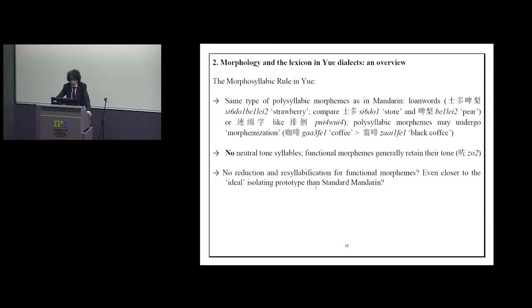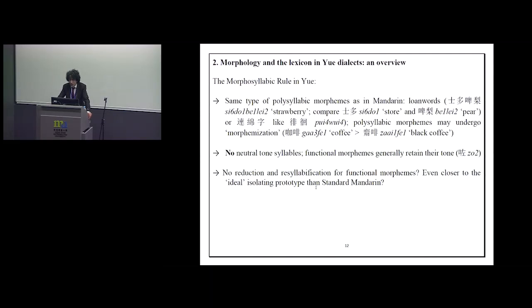What happens in Yue dialects? The general framework is, of course, very close to the rest of Sinitic. You tend to have, again, monosyllabic morphemes. If you have polysyllabic morphemes, they belong to the same type as Mandarin. You have, of course, loanwords like sedobelei, like strawberry. You have lianmianzi, the same type that you find in Mandarin. And in a similar way, polysyllabic morphemes may undergo morphemization. The equivalent of cafe, gafe, gets recast, for instance, in words like zaifei, black coffee. It's just that it's not the first syllable, it's the second one, but it's the same principle.